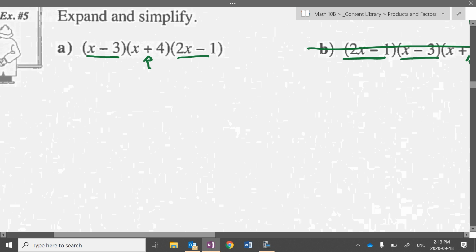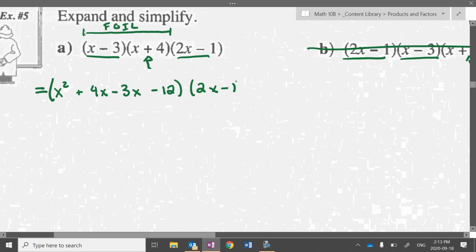I'm going to go through just using the number method on this one. So we're going to start by doing FOIL with the first 2. So when I start with that FOIL, I'm going to get x squared plus 4x minus 3x minus 12. That stays in brackets because I still have to multiply it by this last binomial. That's our first piece. 4x minus 3x leaves me just with an x. If you can go straight to this trinomial, go right ahead.